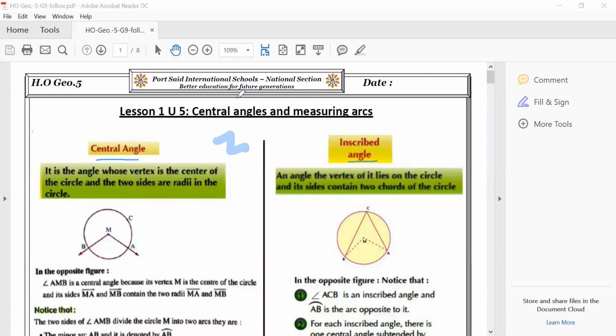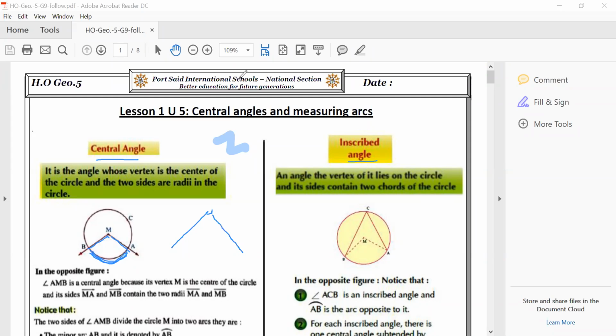When I'm talking about a central angle, this is the angle whose vertex is the center. As you see here, any angle has a vertex and sides. The central angle's vertex is the center of the circle, and the two sides of it are two radii in the circle. And as you see, it makes an arc. A part of the circle will be included in the angle. The angle will be opposite to an arc.